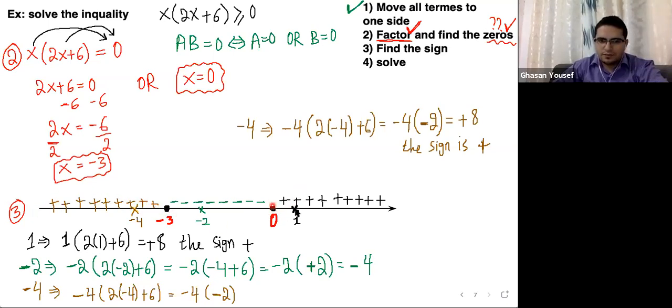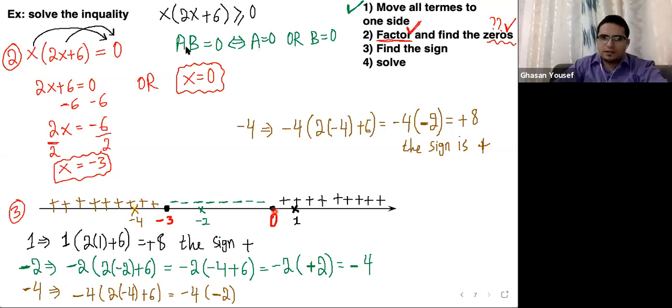And from 0 to infinity, all this answer will be positive. But the answer from -3 to 0, it's negative. This will not be the solution for this inequality, because the inequality asks when this will be positive or 0. So it will be positive here. You see the positive? From minus infinity to -3, and from 0 to infinity.